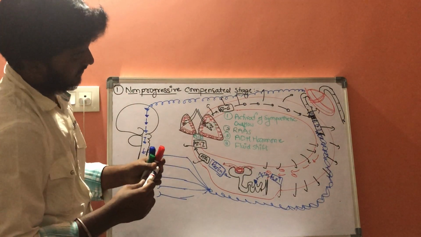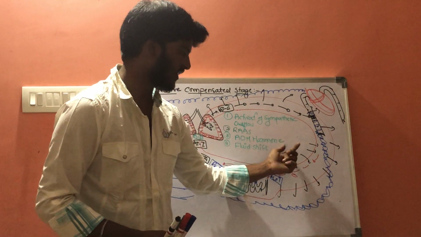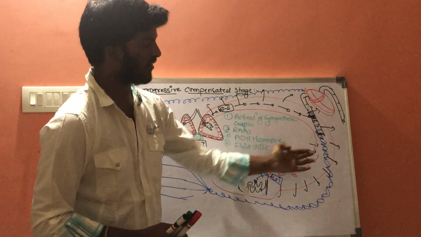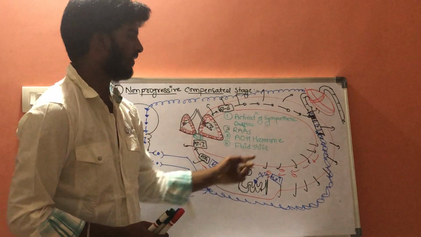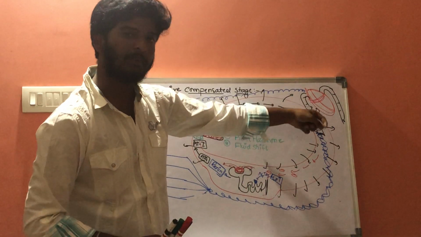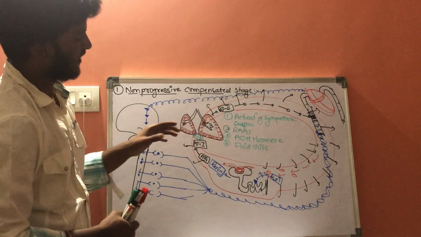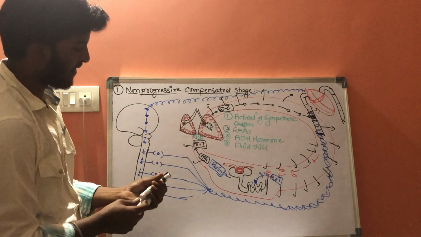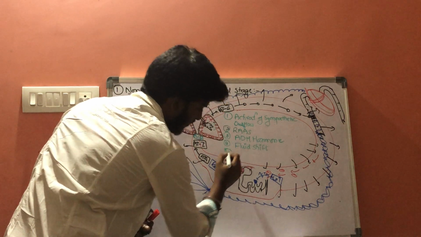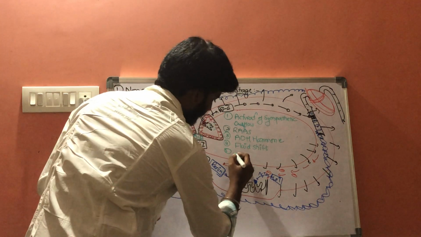So in this way, whenever fluid moves from the interstitial area to the vascular compartment, ultimately there will be an increase in the volume of the blood. Volume of the blood is increased, so venous return will be increased, cardiac output will be increased, and blood pressure will be increased. So this is the fourth type of compensatory mechanism, and the last type is the reverse stress relaxation mechanism.